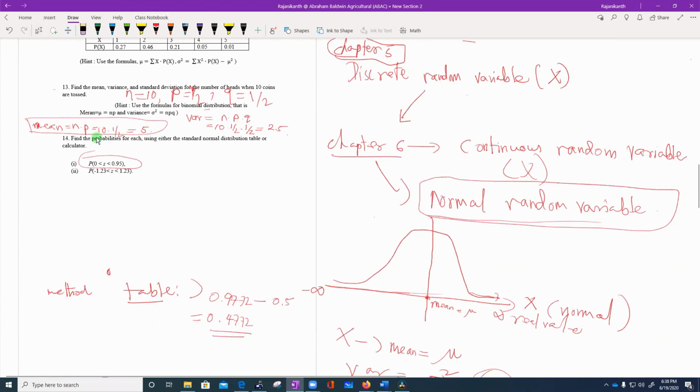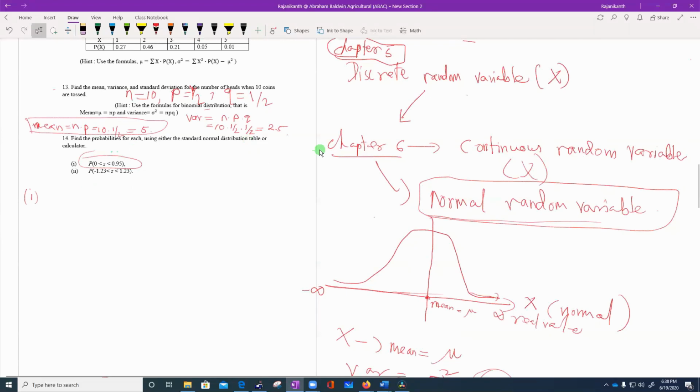Okay, now what is the question? Finding the probabilities. That means indirectly they are asking us to find what? Area. Okay. The first one. Find the probabilities for each using either the standard normal distribution table or calculator. That is up to you. If it is calculator, you have to write the function properly. Okay, I'm explaining the first one.